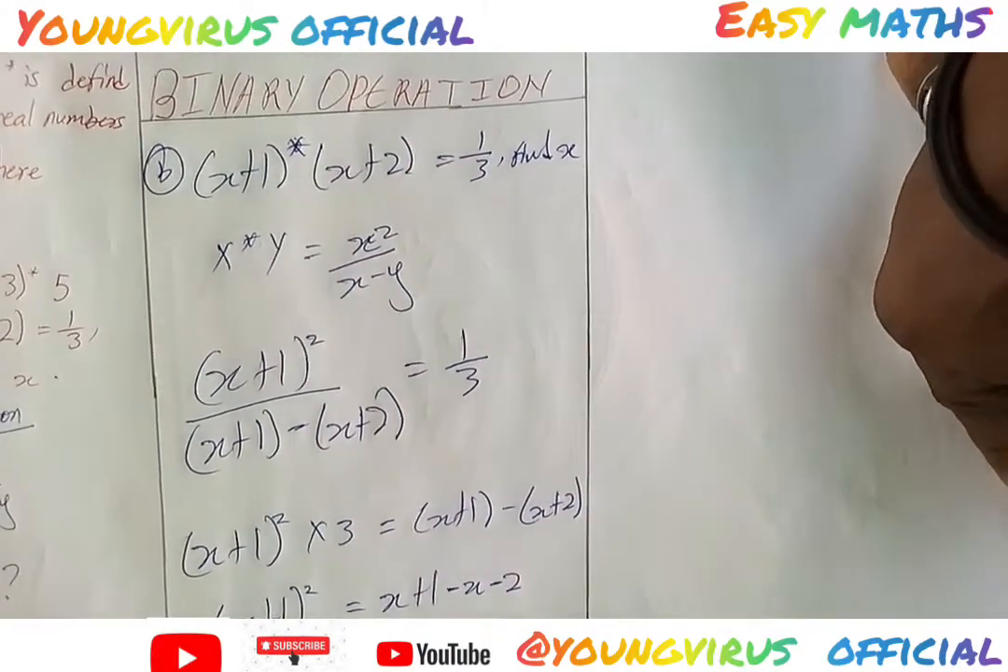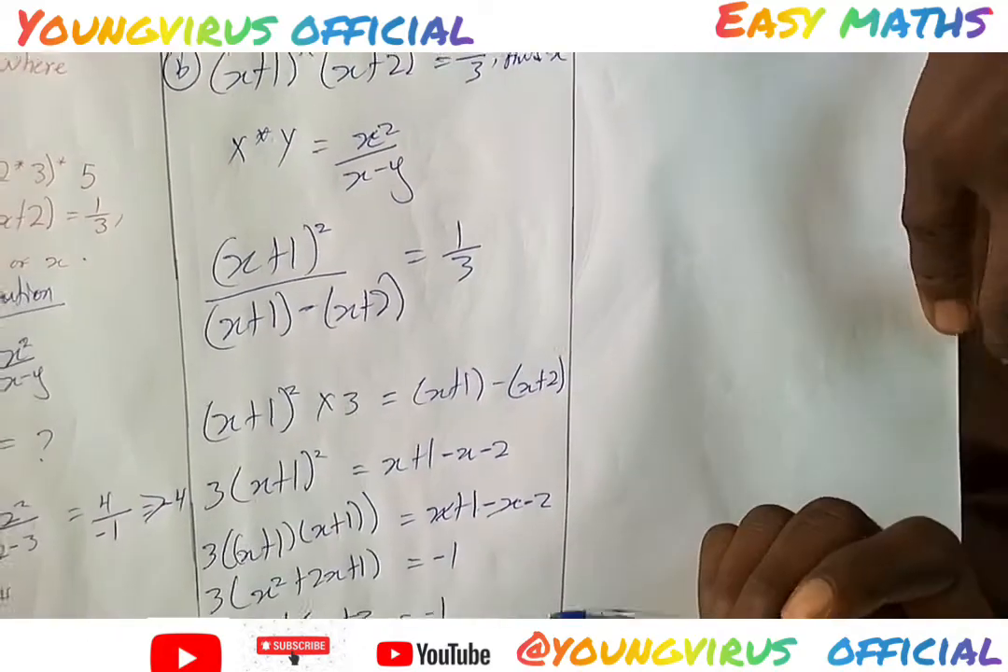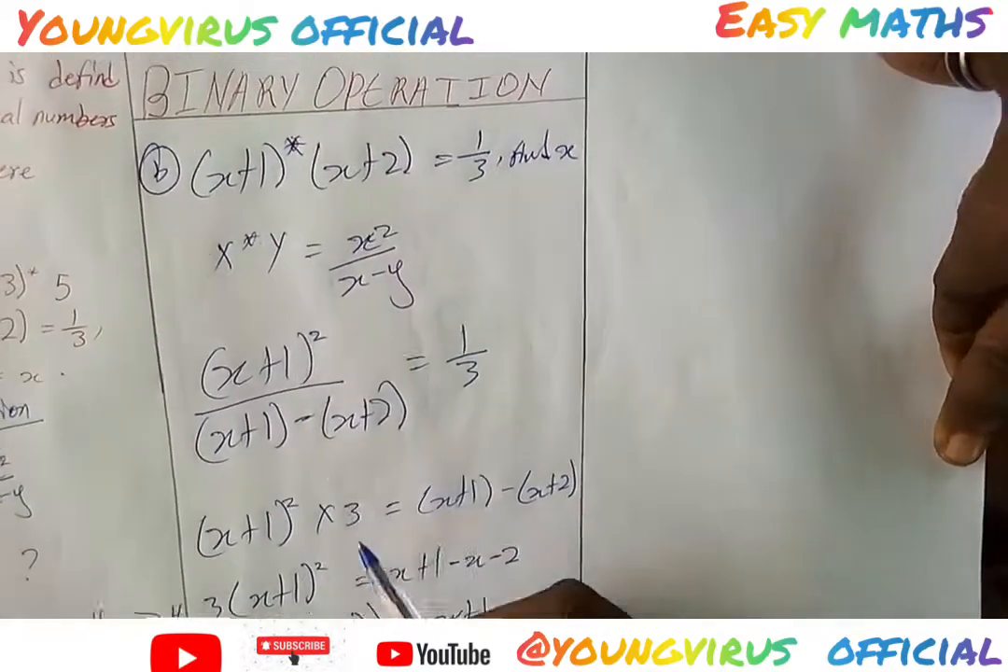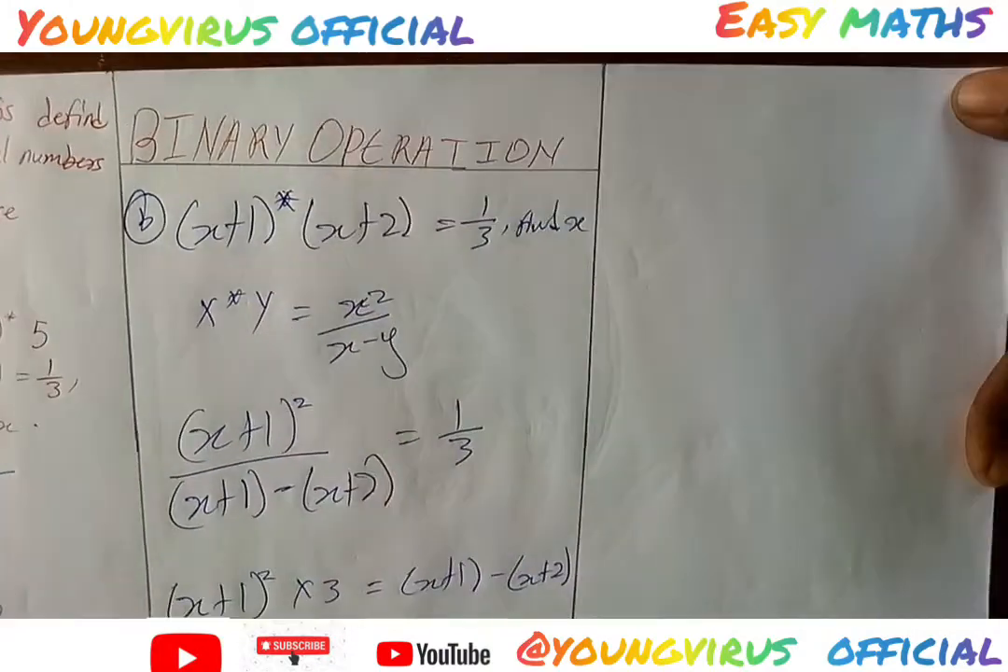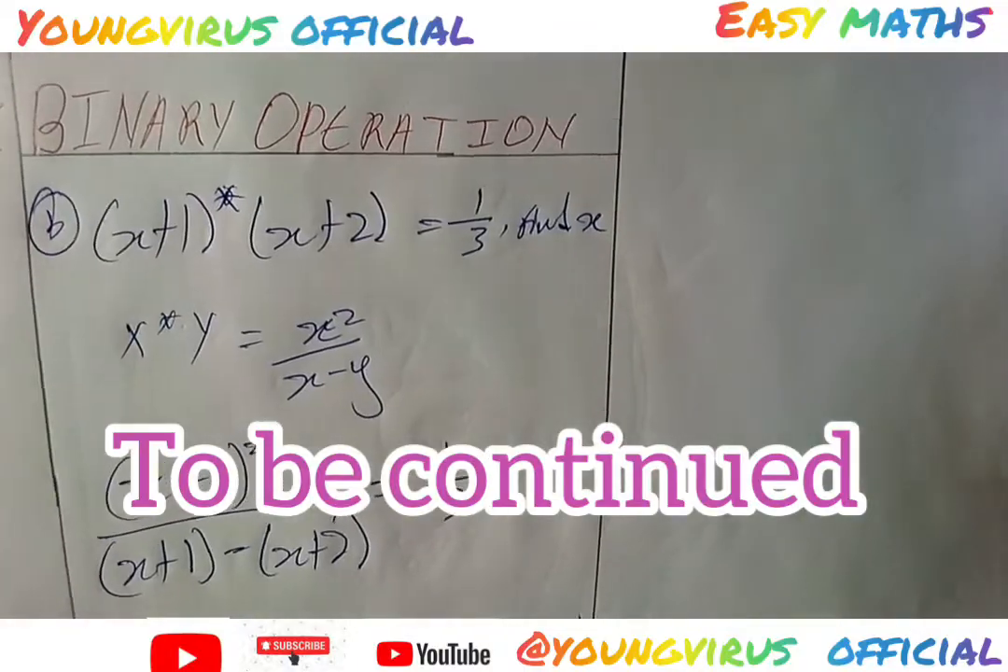Now I come back to the question. We are being asked to find x here. To find x, we have to use the binary operation. Wherever you see the operation sign, we put whatever it means over there. So now we are still solving. We are looking for x.